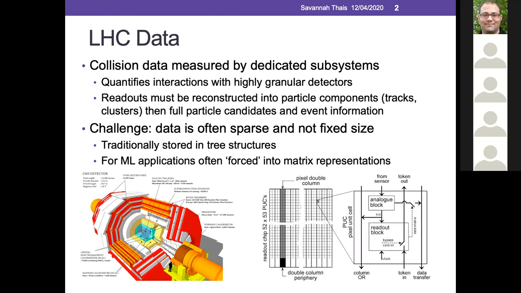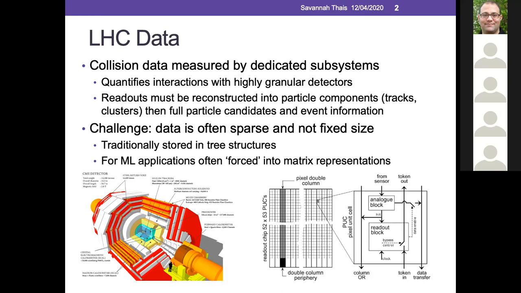A challenge we run into is that this data is often sparse. You're not lighting up the whole detector with every collision. And it's also not fixed size. You can have a different number of particles and therefore a different number of all these components in different events. So traditionally we've stored this in a tree structure where you can traverse the levels of the tree, and it allows for variable sized information and a hierarchical structure.